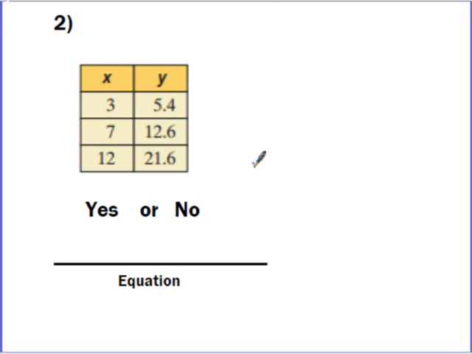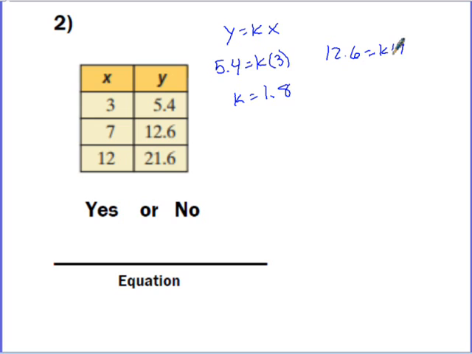Okay, 2 is the same thing. So again, I'm going to plug x and y into y equals kx. So 5.4 equals k times 3. And so I'm going to divide by 3 there. I get k equals 1.8. And then I'm going to go with my next value. So 12.6 equals k times 7. When I divide 12.6 by 7, I get 1.8 again.